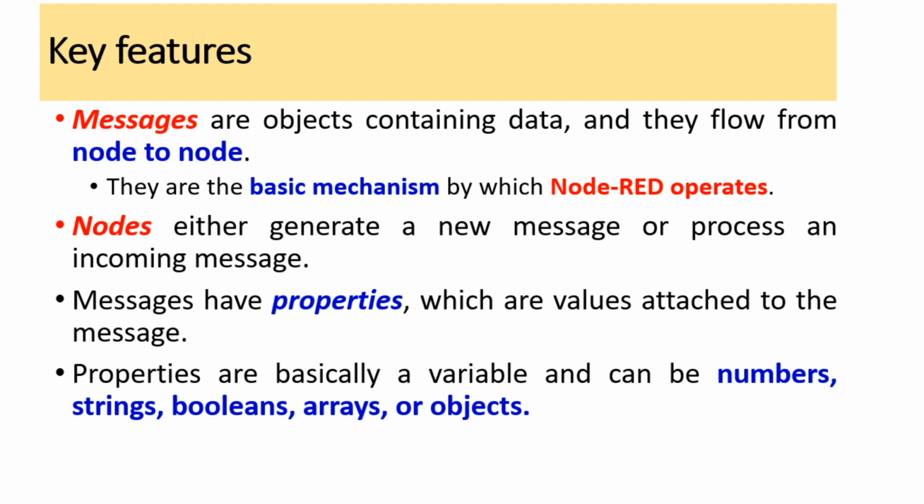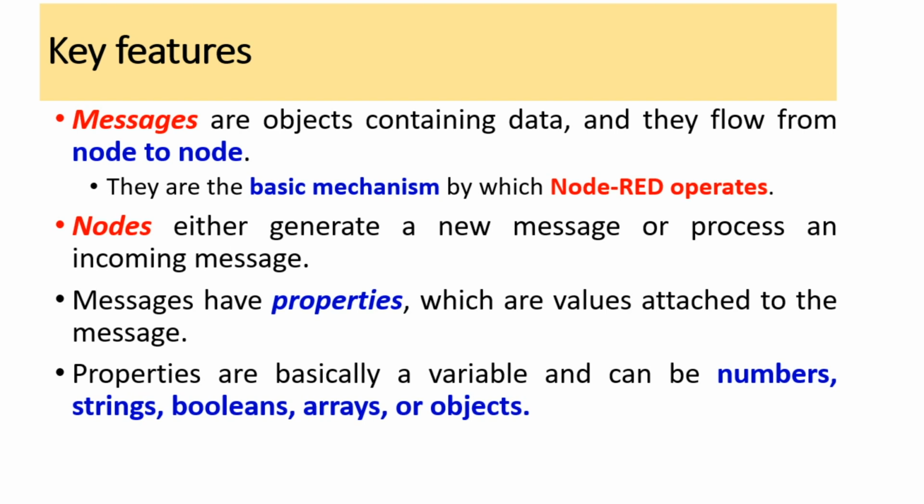Messages are nothing but objects containing the data, and they flow from one node to another node. They are the basic mechanism by which Node-RED operates. Node-RED operates based on these messages only, so data has to flow from one node to the other node.